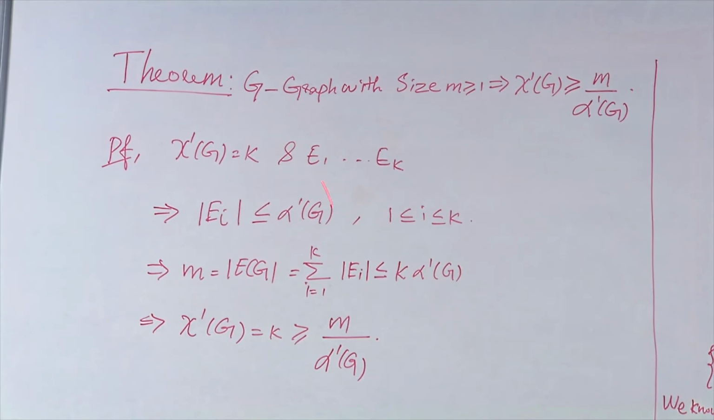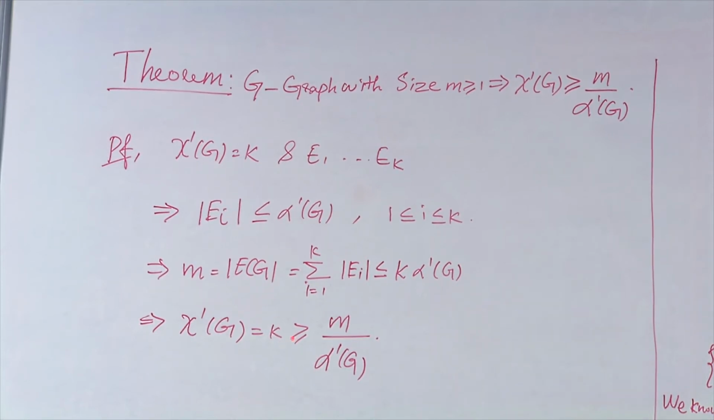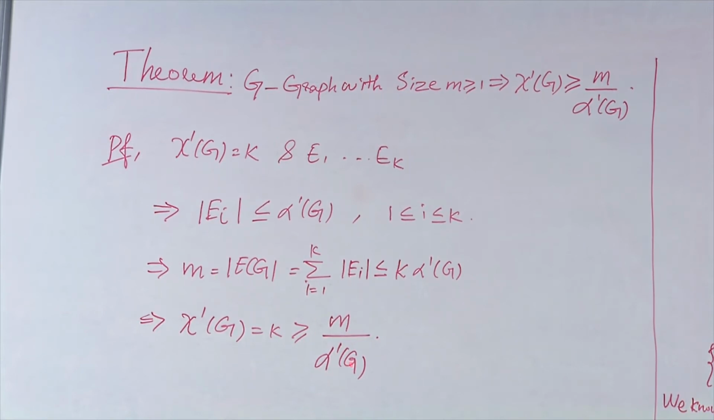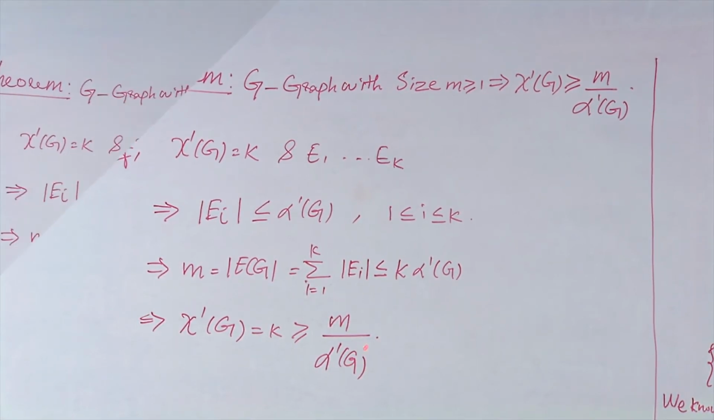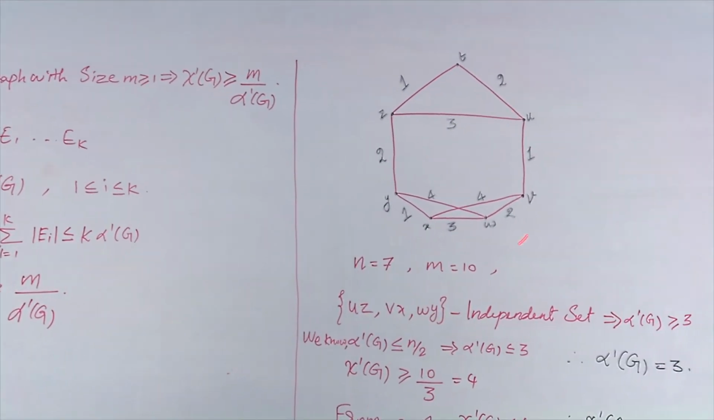And what is k? k is my chromatic index. So my chromatic index chi dash of G is equal to k. From this relation, k is greater than or equal to m divided by alpha dash of G. So the result is proved now. But what happens if you get m divided by alpha dash of G as a decimal? Here you have to consider the ceil of that function, because you have a greater than or equal to inequality. Look at the example here.